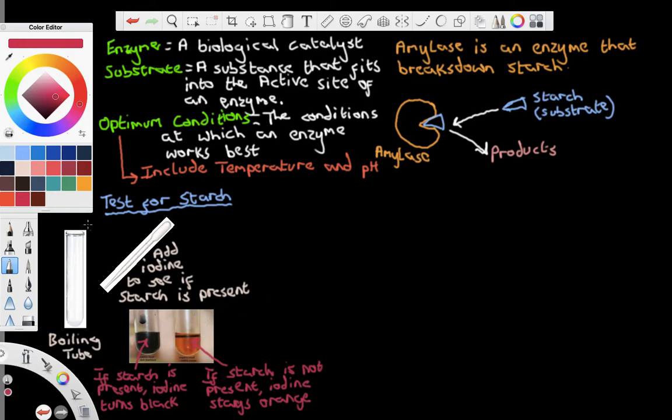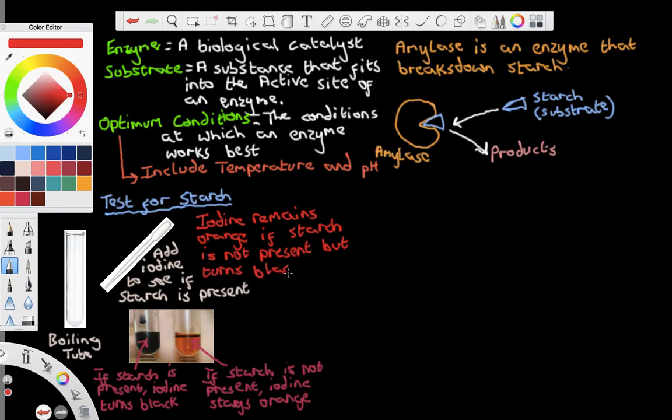So the important thing you need to know from this is that iodine remains orange if starch is not present, but turns black if starch is present.